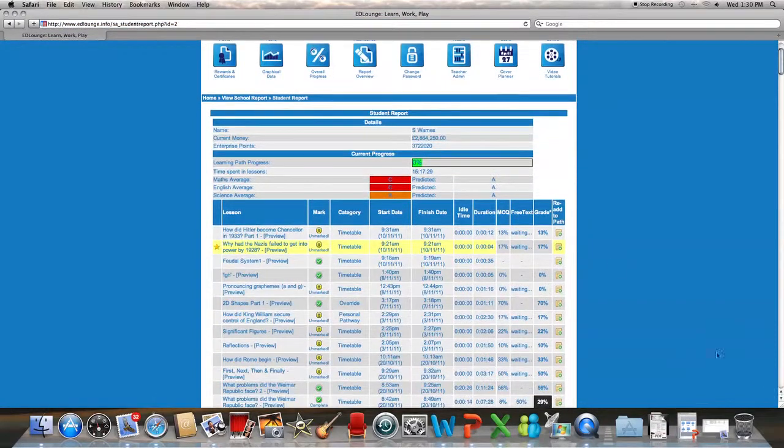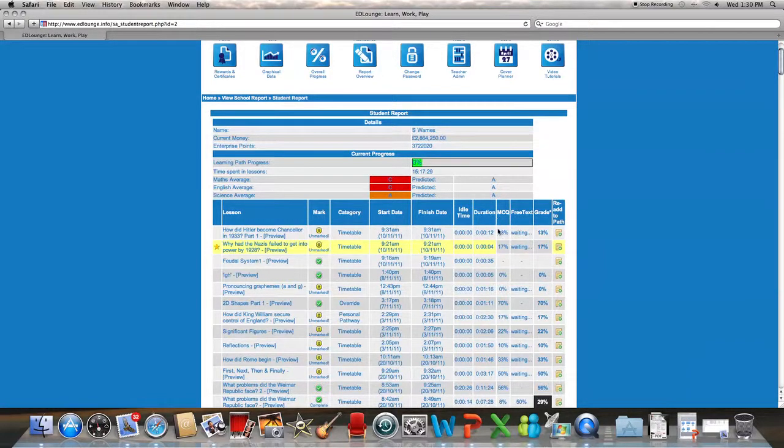So Sam Warnes gives us his current money and enterprise points, how far along the learning path we've said he is, how much time he's been working in lessons. Here are his grades, which would be much more if they would put more in, and here are the lessons he's actually studied. And two important ones here, idle time and duration. Tells us how long he's just been sat there not doing a great deal, and how long he's actually been working in the lesson, when he started it, when he finished it.